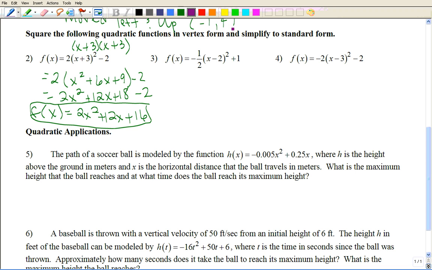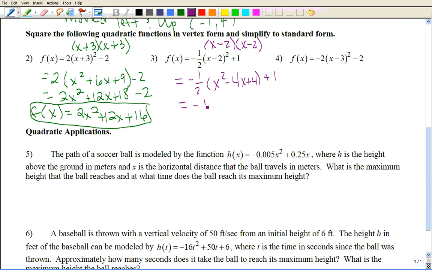Use a different color, switch it up a little bit. Let's use purple. Okay, so we have f of x equals negative 1/2 (x minus 2) squared plus 1. So again, that's (x minus 2) times (x minus 2). So we have negative 1/2 times x squared minus 4x plus 4, and then plus 1.